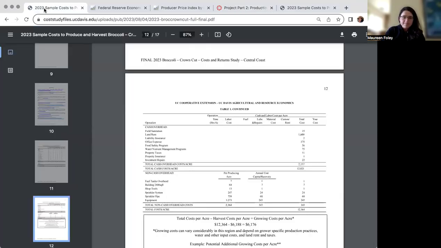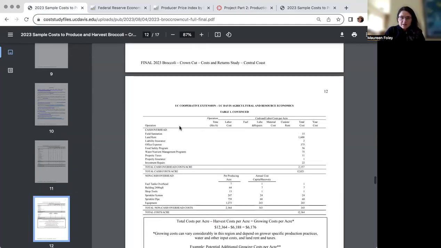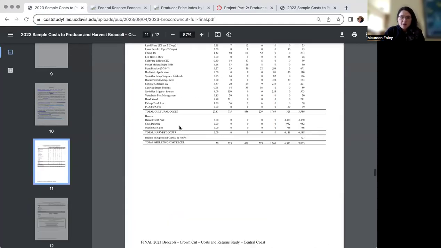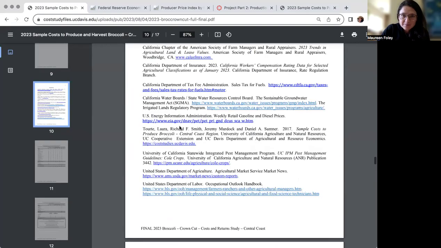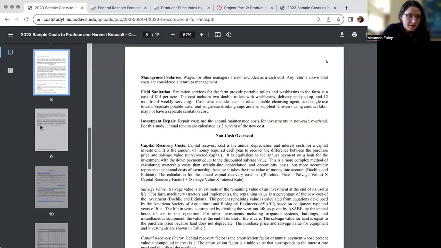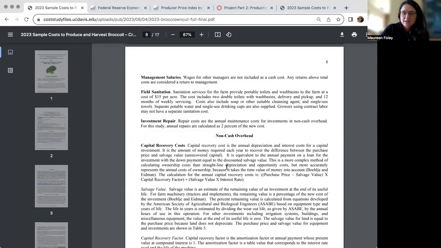So let's see here. Is this the broccoli one? I forget which tab I clicked on. Let's go through broccoli. Yes, it is.